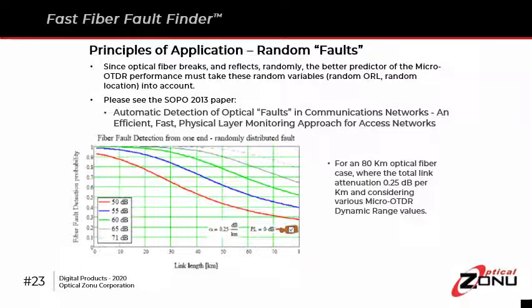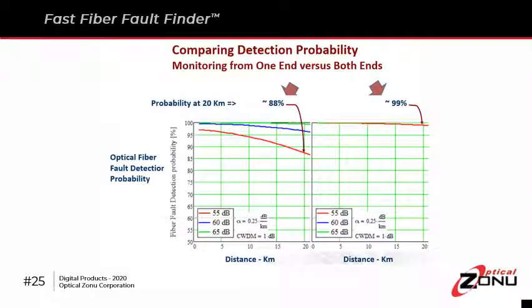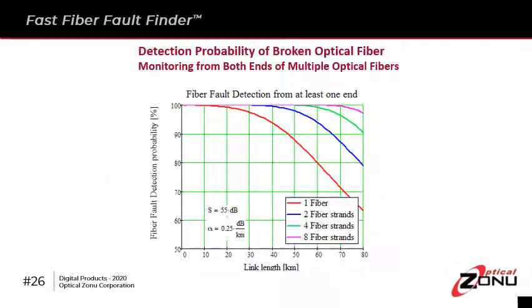This slide shows the plots of optical fiber fault detection probabilities for a series of ORLs over spans of up to 80 kilometers. Here we see our rule of thumb. Deploying micro OTDR SFPs on both ends of the optical fiber link significantly improves the probability of detection for random faults. Deploying micro OTDR SFPs on multiple optical fibers in the trunk also significantly improves the probability of detection for random faults.